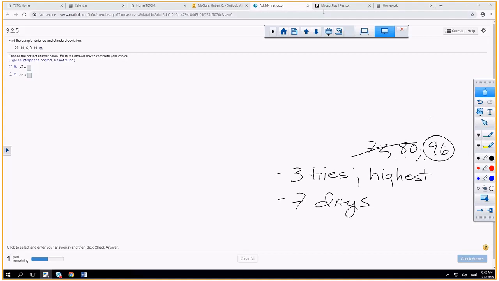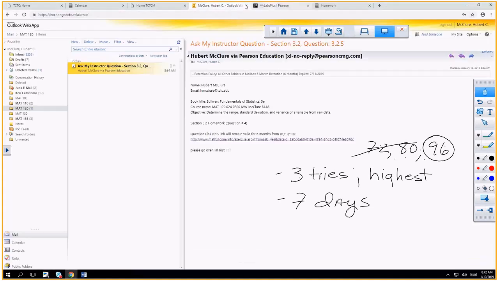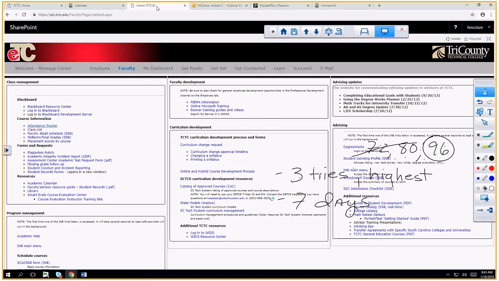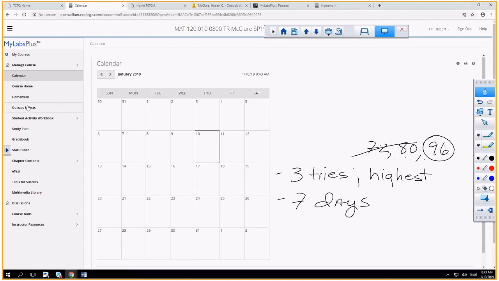Okay, so let me get rid of this. Now I haven't put the most current questions on the test, like the last day of class and stuff like that. I haven't done that, so it's last semester. So you're just going to have to chill out when you see them. Quizzes and tests.